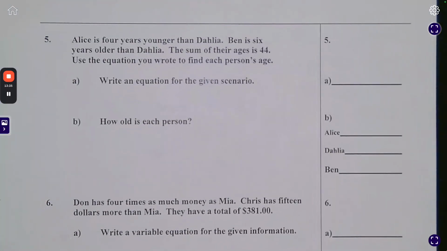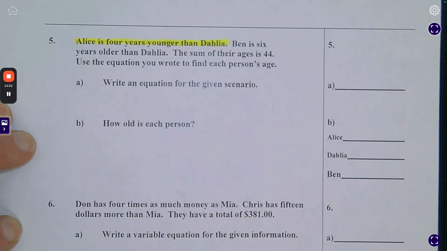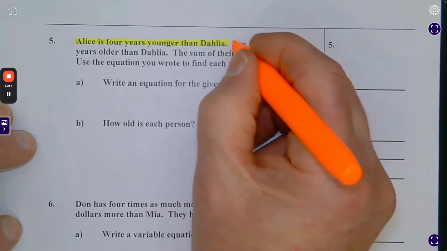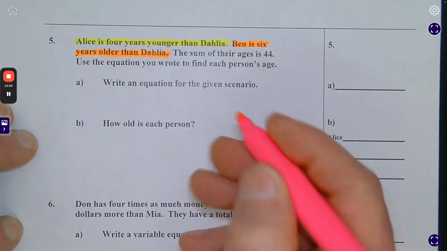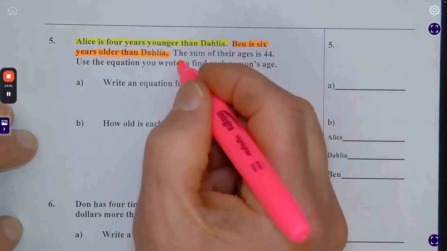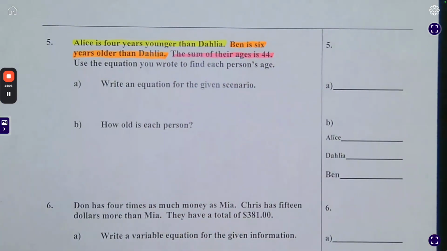Now we're talking. We got Alice here. Alice is 4 years younger than Dahlia. Ben is 6 years older than Dahlia. The sum of their ages is 44. Use the equation you wrote to find each person's age. All right, let's highlight some things. I like to read my word problems first because then I got an idea of what I'm trying to accomplish. So what I'm trying to accomplish is to figure out how old all these peeps is. And then notice the sum of their ages is 44. Okay, so that's all important information.